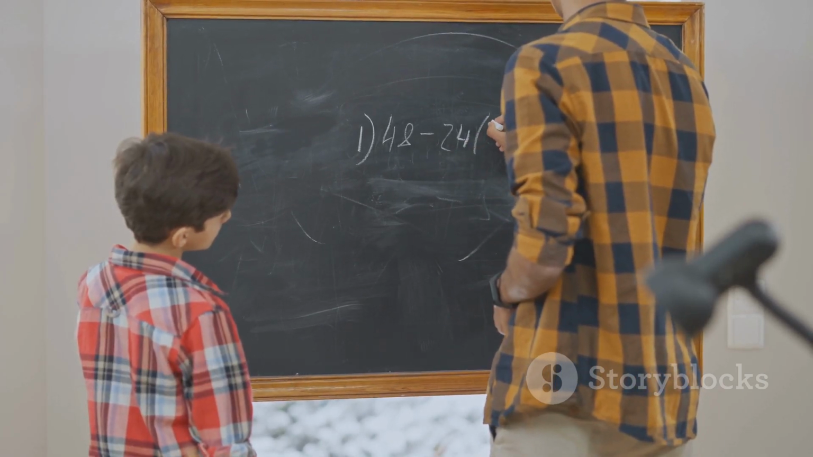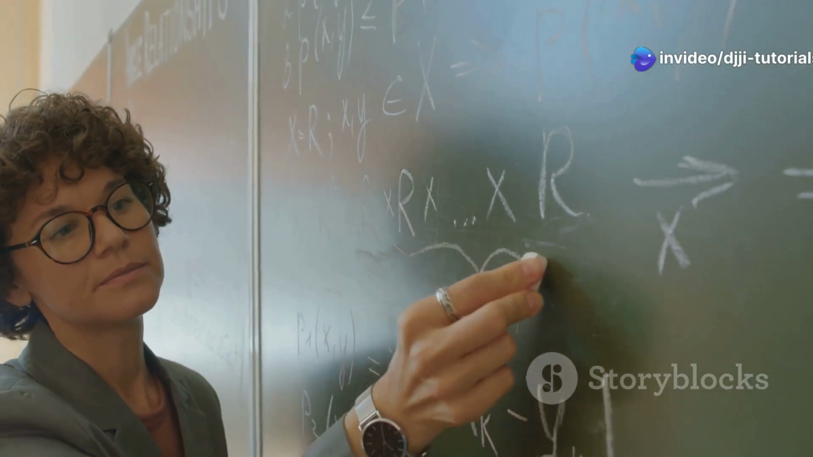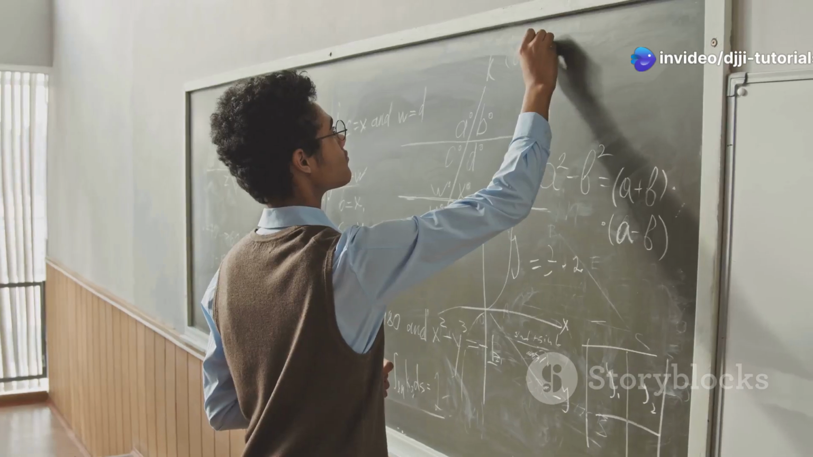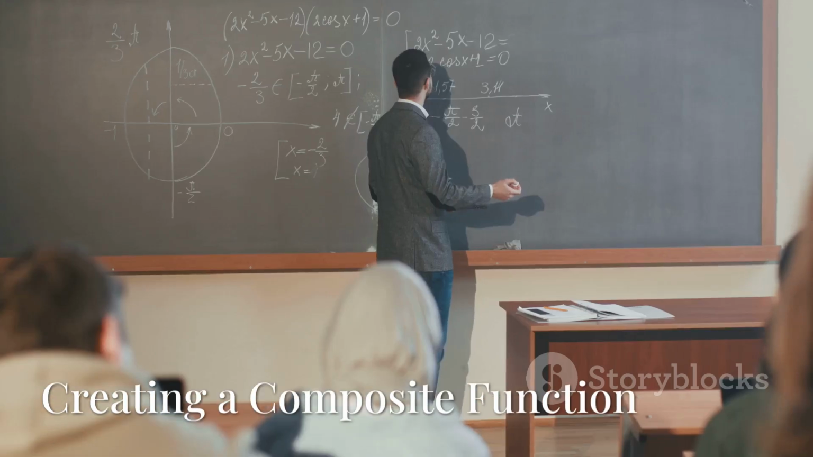Example, let f of x be 2x plus 3, and g of x be x squared. Then the composite function f of g of x would be f of x squared, which equals 2 times x squared plus 3, resulting in 2x squared plus 3.